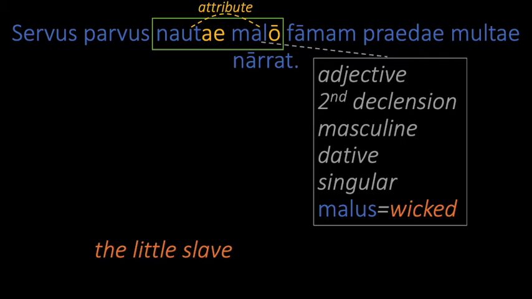Now, we usually translate the dative relation as an English prepositional phrase beginning with for or to. It seems that every time we use for, we have to change it to to, because to is probably the more common sense. So let's use to, and say, to the wicked sailor.